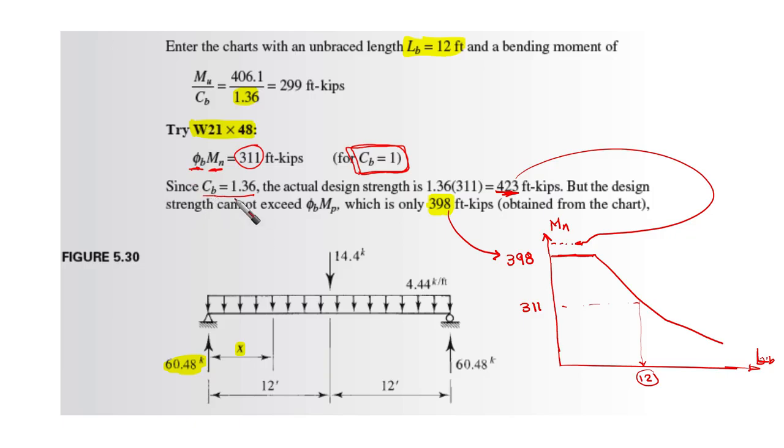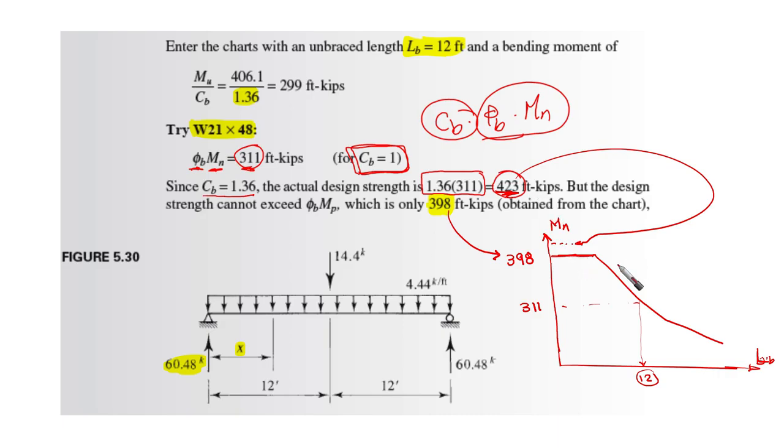Since Cb equals 1.36, the actual design strength is supposedly Cb times phi b times Mn, right? This is what supposedly should be the case. So we are going to multiply 311 by 1.36 Cb. It gives us 423 foot-kips.